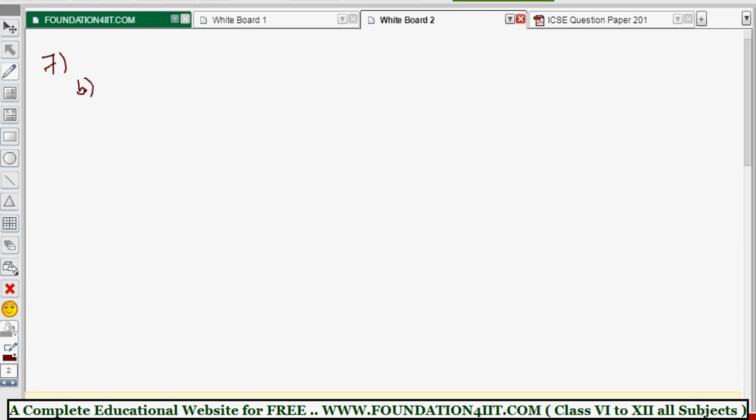So here we will take the first k. The k factor is 1:50,000. So that is 1 by 50,000. If you make it in simplest form, I can take 1 by 0.5 into 10 to the power 5. Just make it simplest form. This is the k factor.